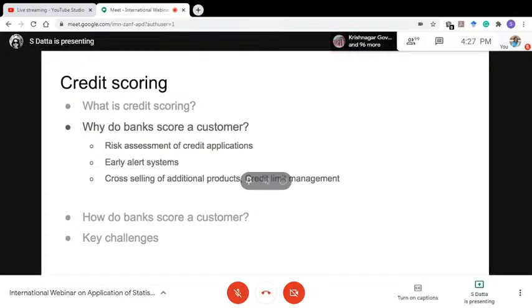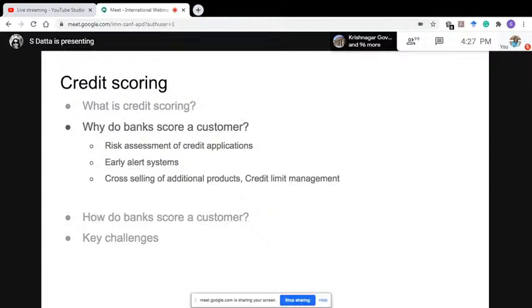So that's an early alert system. Then cross-selling on products or credit limit management, that's very important as well. If you see that a customer is paying everything, like they have a credit card, and they are paying on time and they're spending a lot, then you might want to increase the credit limit so that they spend even more, and then you get more money from that customer.